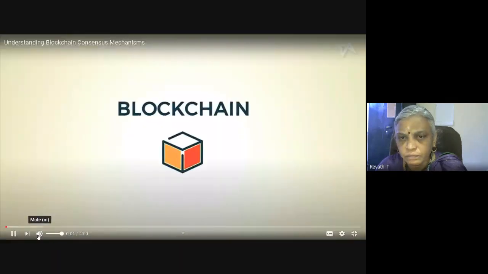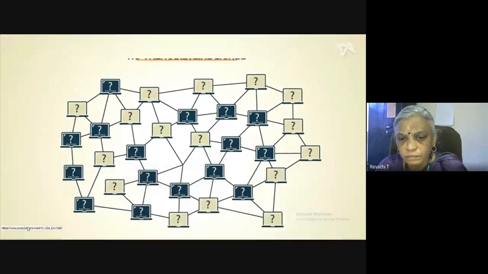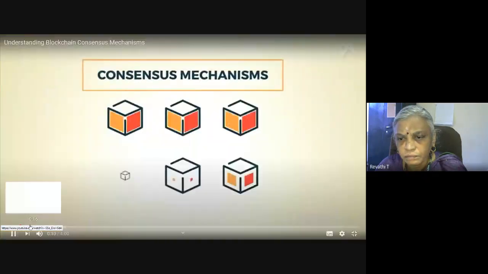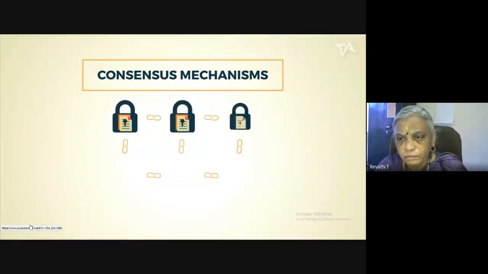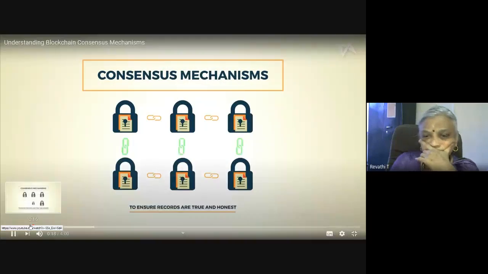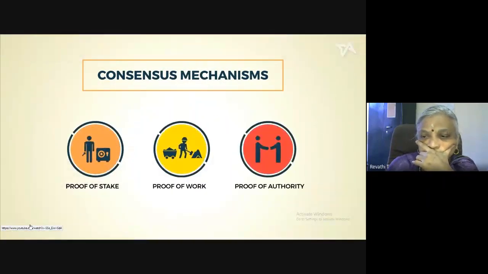Blockchain, the hype word of 2018. But do you know how a decentralized peer-to-peer system with no authoritative figure makes decisions? The answer lies in consensus mechanisms. There are various consensus mechanisms, but they all serve the same purpose: to ensure records are true and honest. The difference is the way the consensus is reached. Here, we will explore three types of consensus mechanisms.